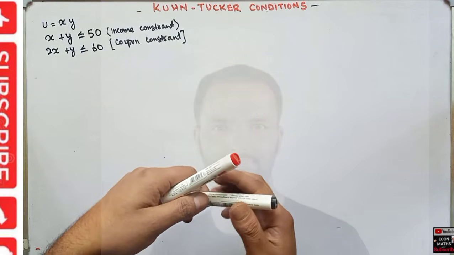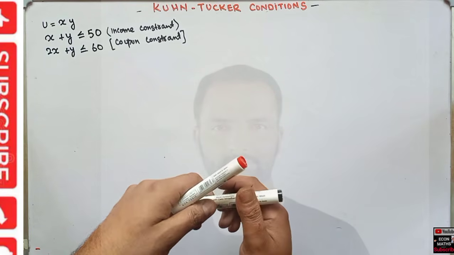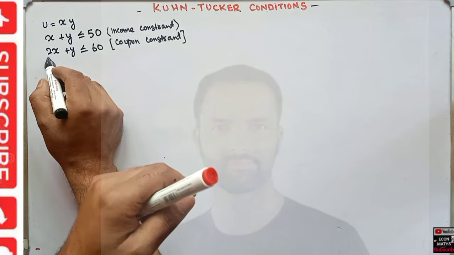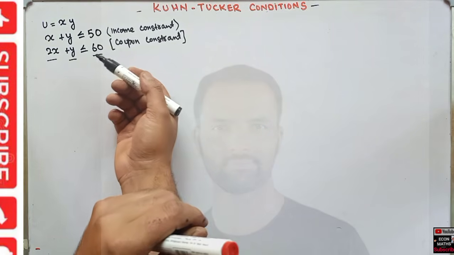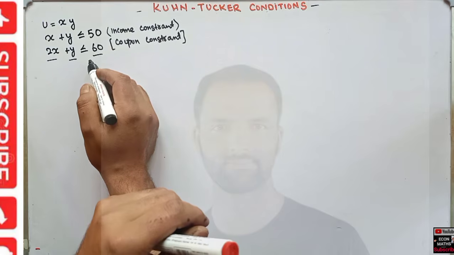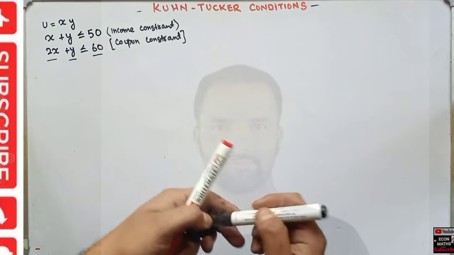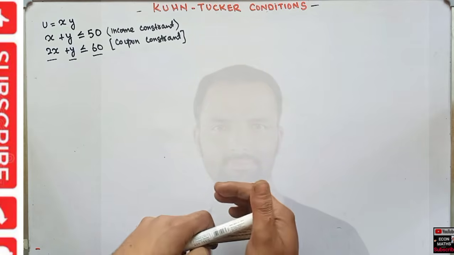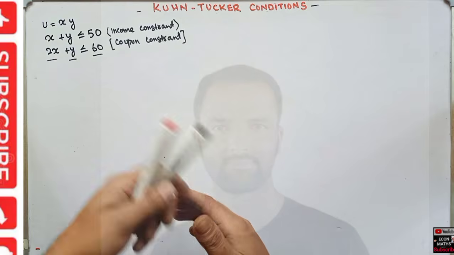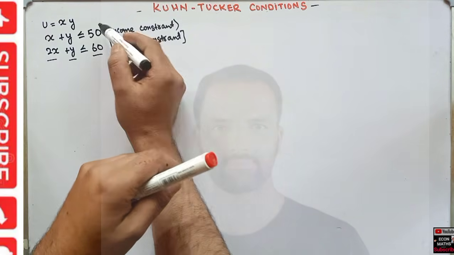When there is war, the government wants to ration the essential commodities, and in that case the government can issue coupons to the consumers. Okay, so this is our coupon constraint, and this is our budget constraint for a consumer. This is how we try to make sense of these two constraints. This is our income constraint.